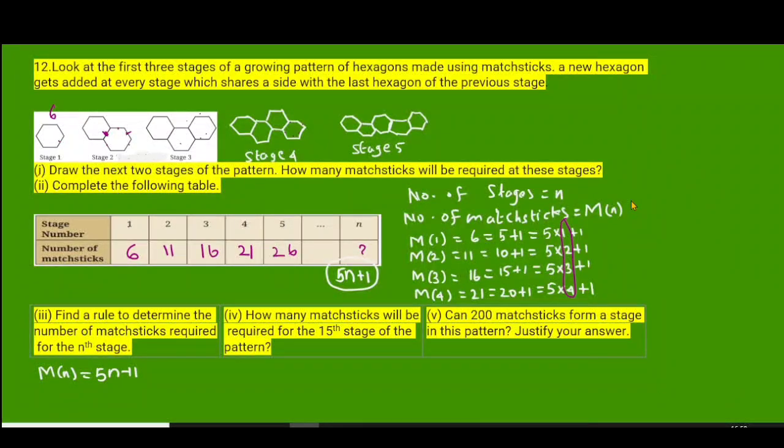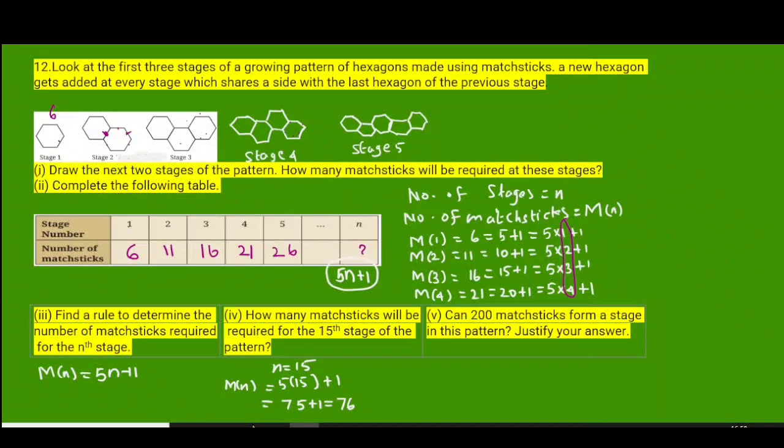Then how many matchsticks will be required for the 15th stage, which means n is equal to 15. The number of matchsticks is 5 into 15 plus 1. 5 into 15 is 75, plus 1. So we need 76 matchsticks.